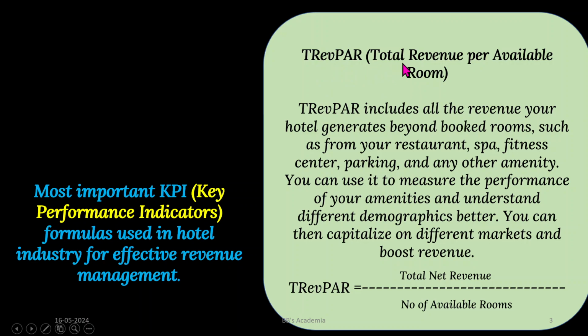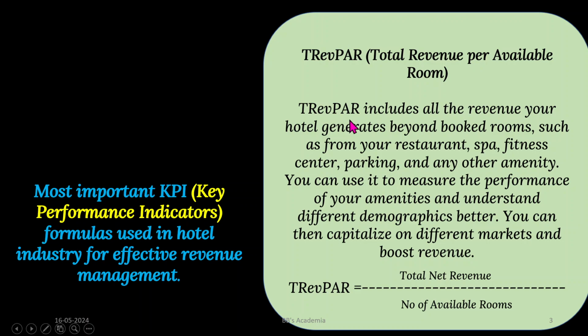TRevPAR. Total revenue per available room. TRevPAR includes all the revenue your hotel generates beyond booked rooms, such as from your restaurant, spa, fitness center, parking lot, and any other amenity.